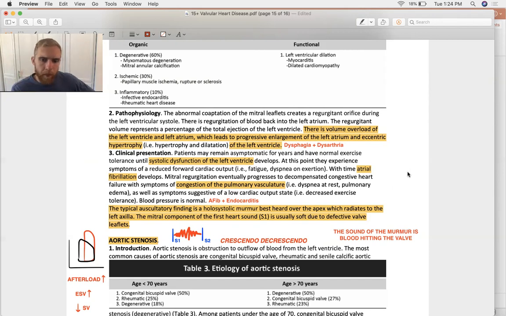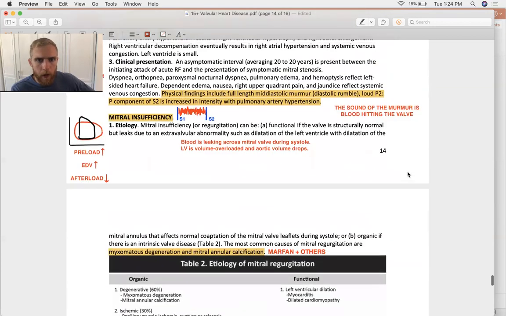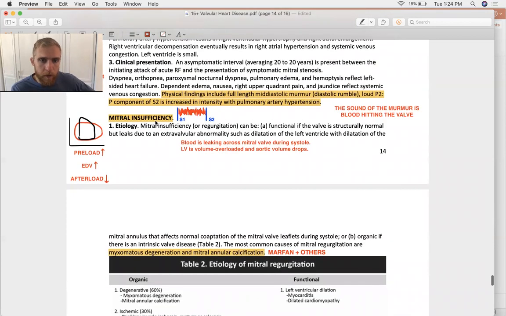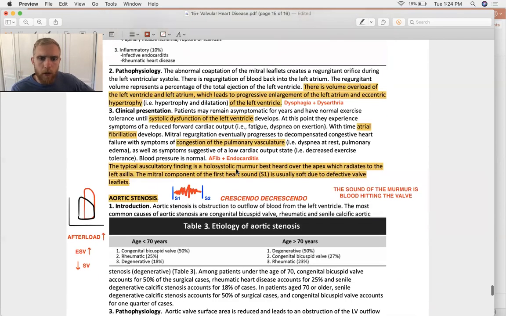So again, pansystolic murmur, holosystolic murmur, those mean the same things. The reason it's holosystolic is because you hear it for the entire duration of systole because there's a hole in the mitral valve.